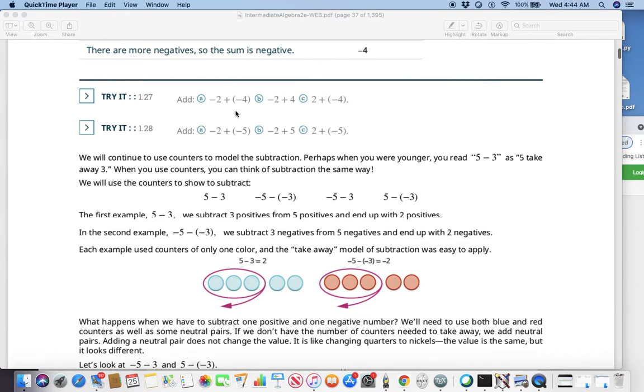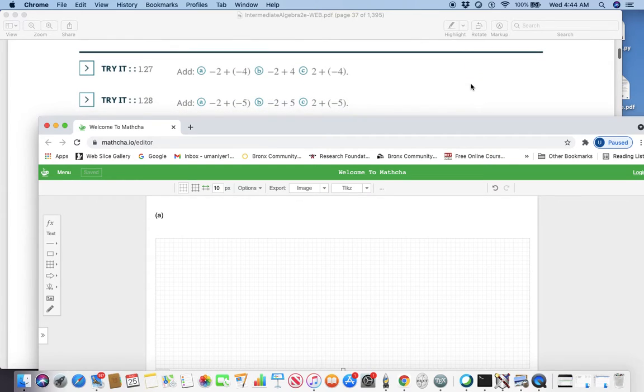Now let's try a few problems ourselves. Okay, A, let me try drawing it. So here you're first going to try -2, maybe in here. So -2 plus parentheses -4.